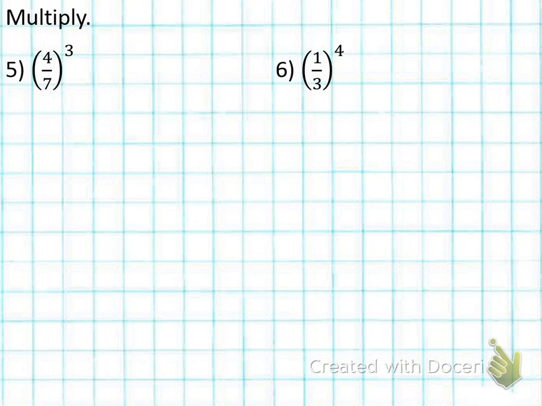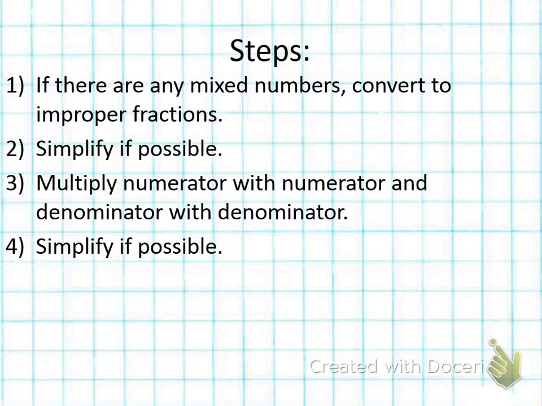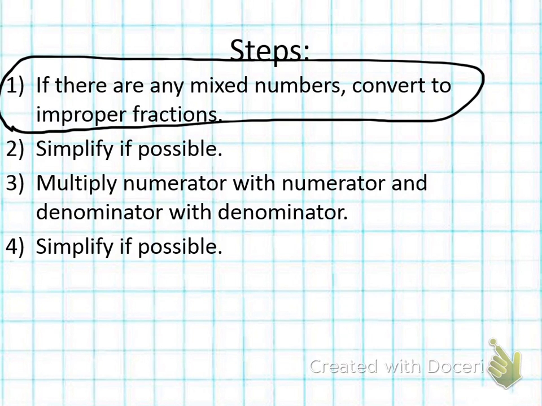All right. So, these are the steps for today. If there are any mixed numbers, convert to improper fractions. Simplify if possible. Multiply numerator with numerator and denominator with denominator, and then simplify if possible again. Okay, so the one step that's really important when we multiply is we need to make sure that any mixed numbers or anything are put into improper fractions first. So that's the different step.